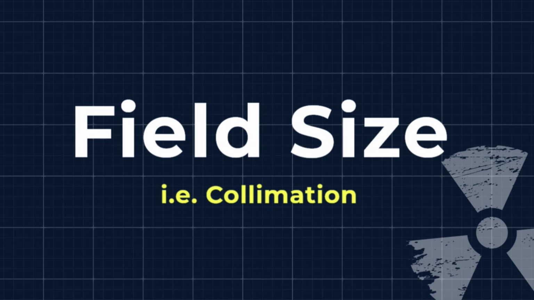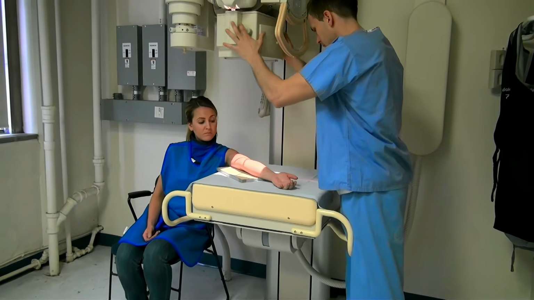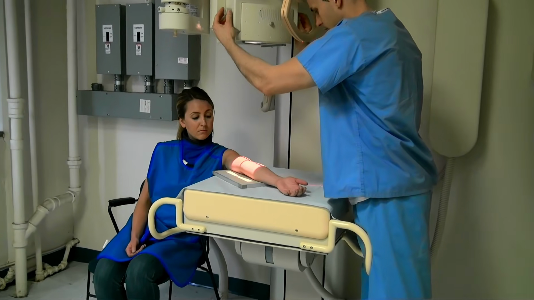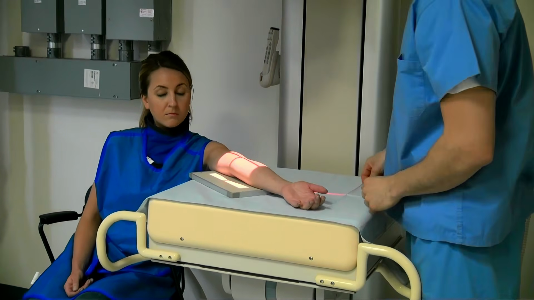Now, field size also matters. When we open up our collimation and expose a large area, we are exposing more tissue. More tissue means more interactions, and more interactions means more scatter. When we collimate, we reduce the amount of tissue being irradiated, which reduces scatter and improves image contrast.